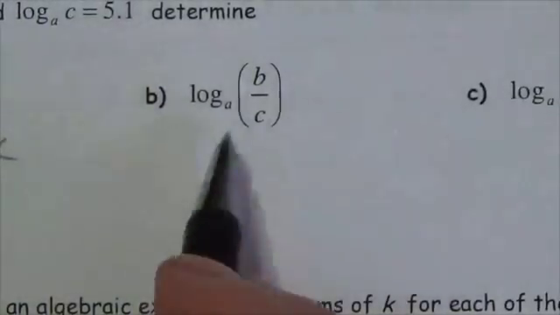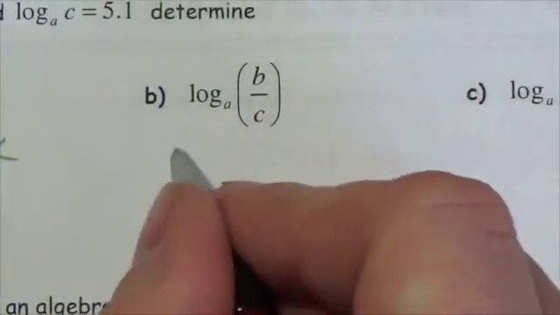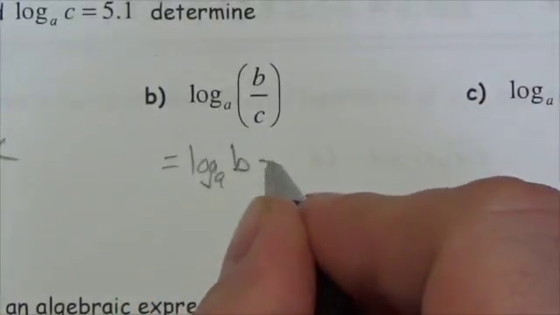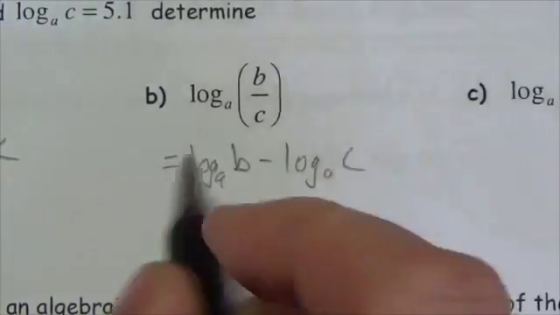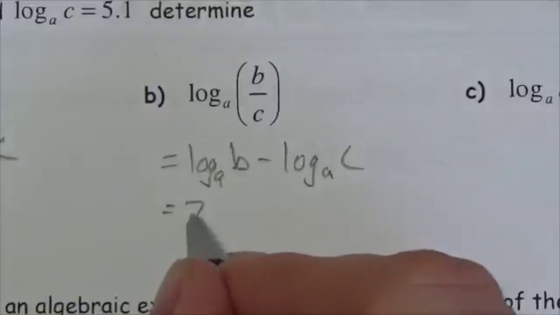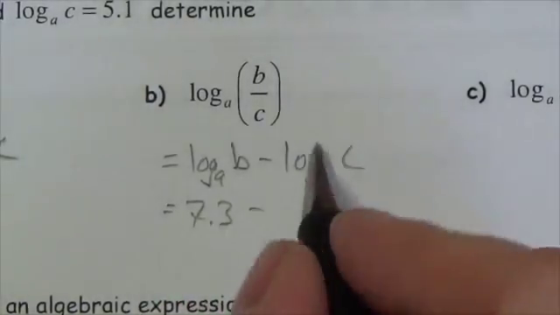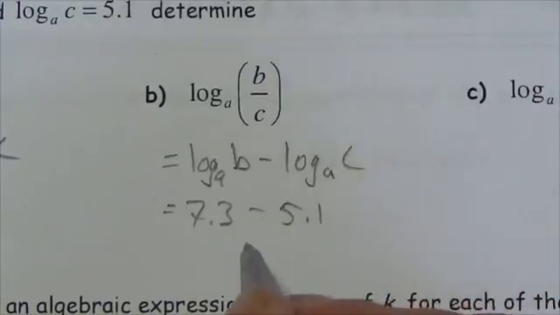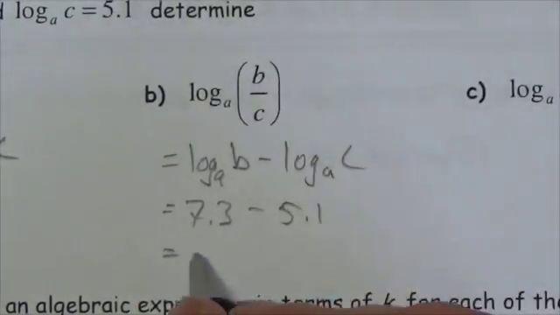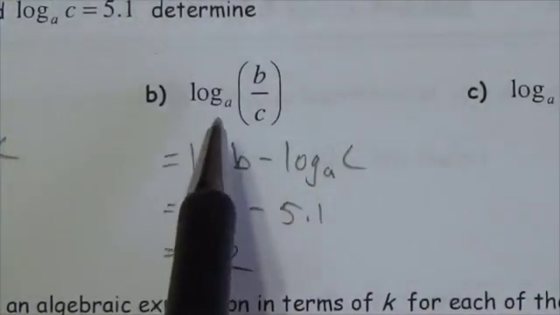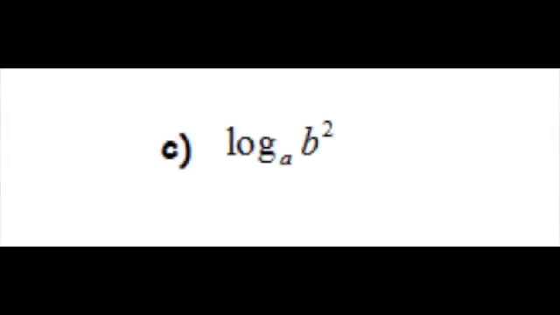In this case, when we try to expand this thing out here, because of the division inside the logarithm, that is going to become subtraction. And so we'll get the log base a of b minus the log base a of c. And then, again, because of the information that I'm given directly in the question, I can substitute 7.3 for the log base a of b and 5.1 for the log base a of c. And when you subtract that, we get 2.2. So this would be equivalent to the log base a of b divided by c. The log base a of b squared.